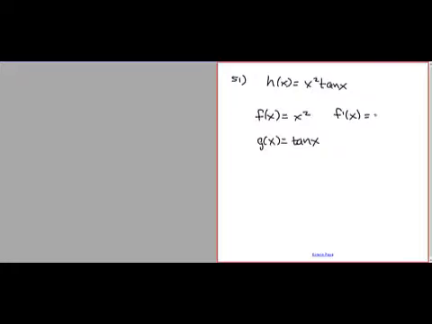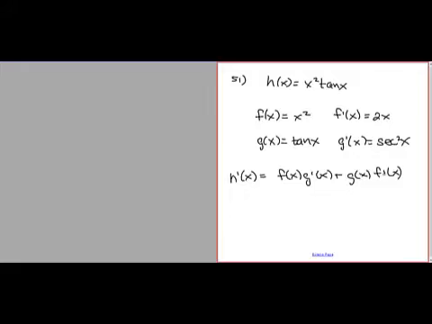So this is an exponential. The derivative of x to the n is n times x to the n minus 1. Here we have a trig function, and the derivative of the tangent from the table is secant squared. So h prime of x is going to be f of x times g prime of x plus g of x times f prime of x. So you see I've got f of x, g prime, g, f prime.